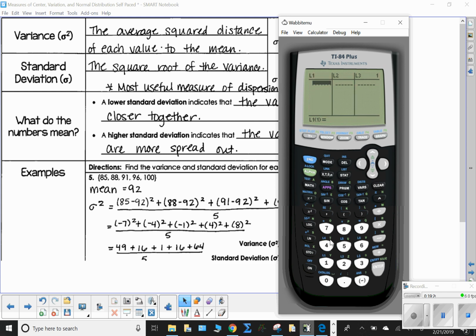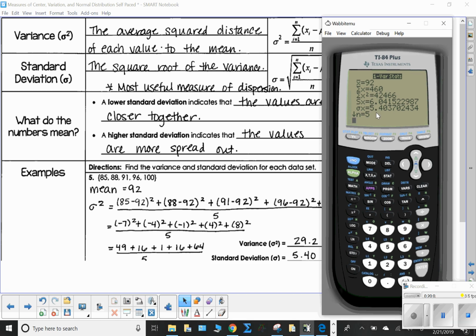My list is cleared. Now, 85, 88, 91, 96, and 100 are my data items. So I've got my 5 data items. Now I can go to Stat, Calculate, one variable statistics. My mean is 92. Boom, there it is. And then I can come down here and my standard deviation is 5.40, blah, blah, blah.